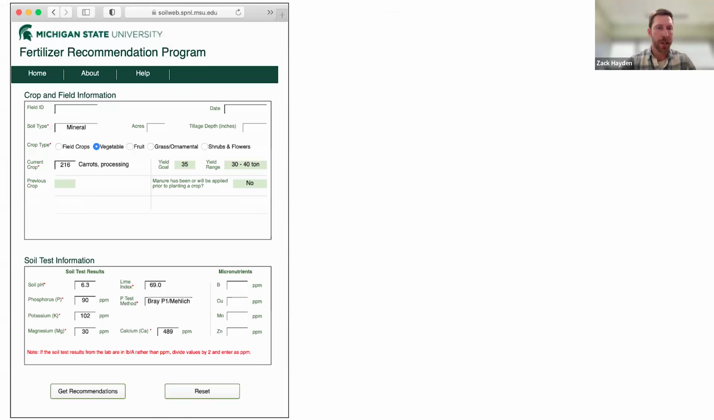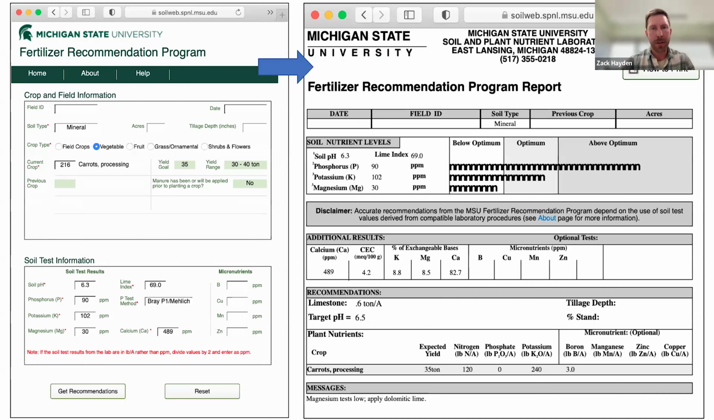All right, so this is what it looks like. So basically, online tool, you can put in your soil test results. I'm not going to go into too much depth. Select your crop, select a yield goal, and then you're going to get a recommendation report that looks very much like what you would have gotten from the MSU soil testing lab.